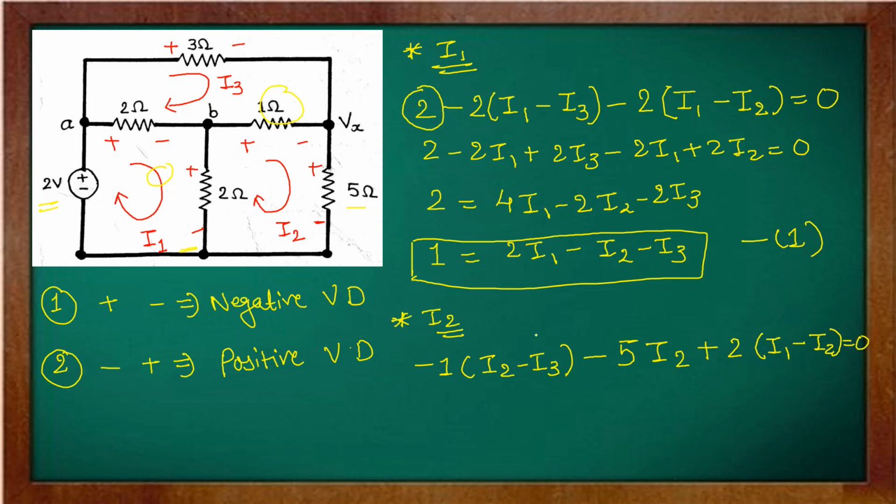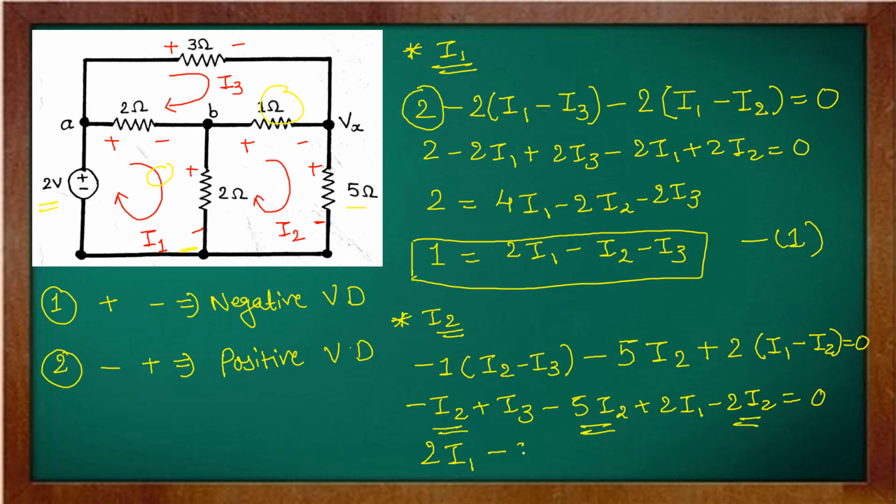Now let's open this. Minus 1 times I2 minus I3, minus 5I2, plus 2 times I1 minus I2, which is equal to 0. Now let's simplify it. 2I1, then I2, 5I2, 2I2, so minus 8I2 plus I3, which is equal to 0. This will become my equation number 2.